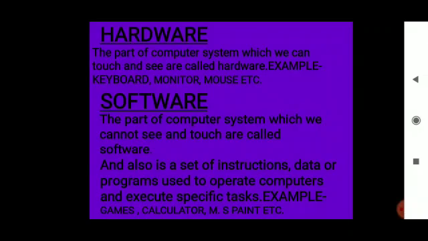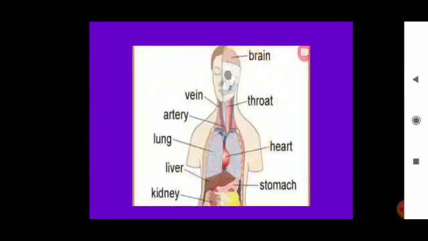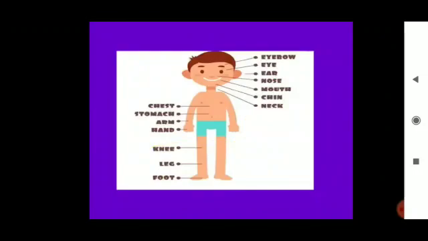Now we'll see the parts of hardware and the parts of software. So first of all, can you see here? Now I will tell you the difference between hardware and software. This is a boy. Now you can see what is written: eyebrow, eye, ear, nose, mouth, chin, neck, chest, stomach, arm, hand, knee, leg, foot.